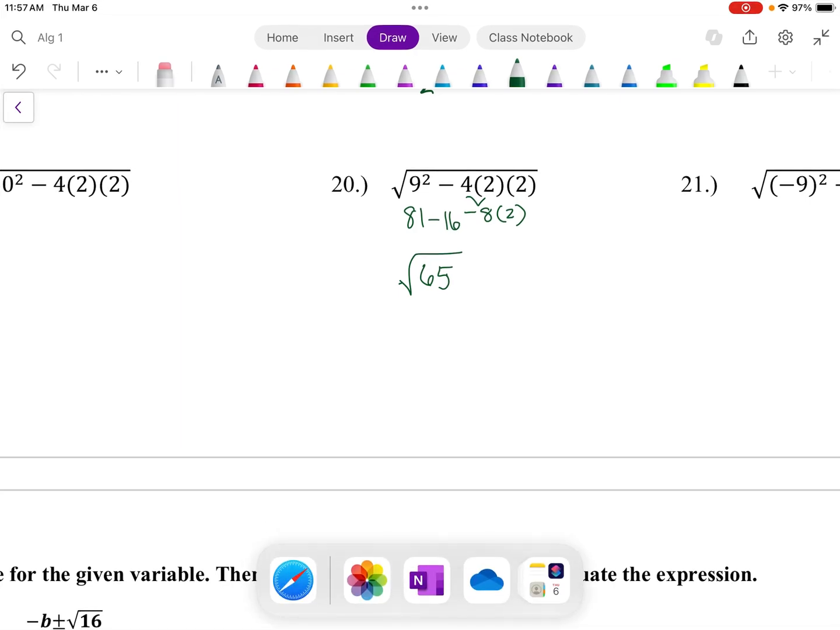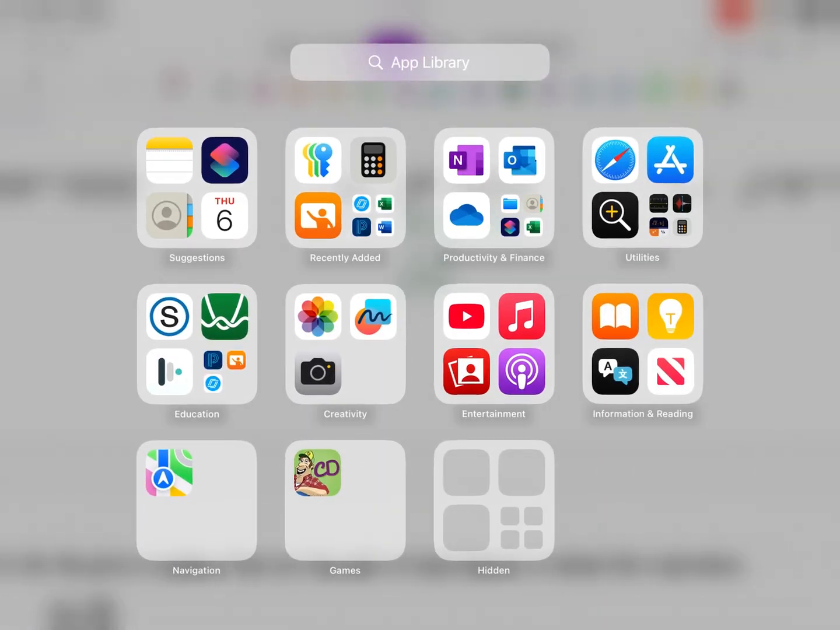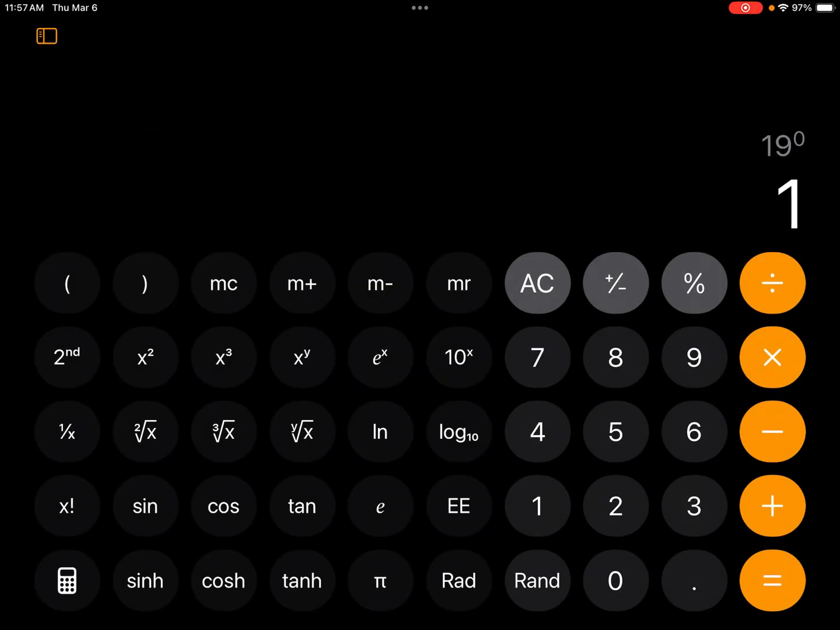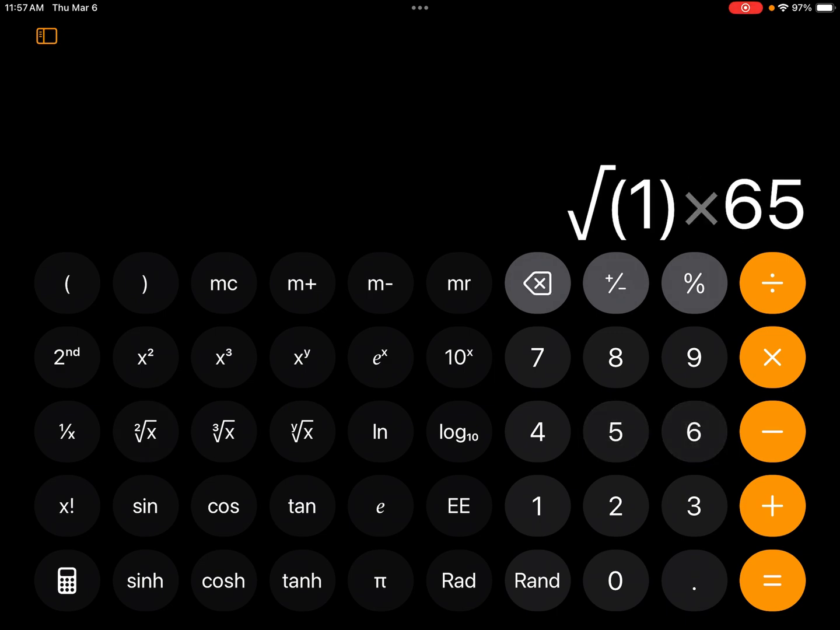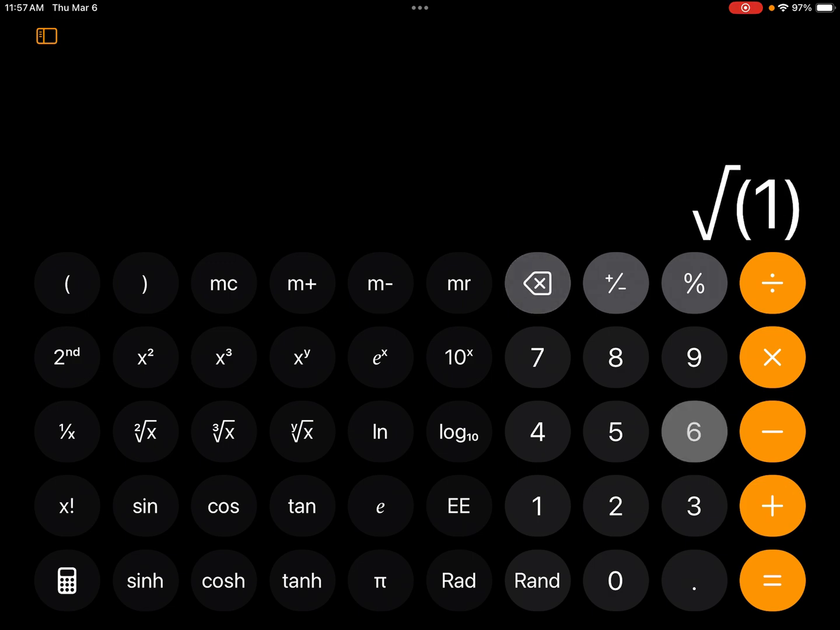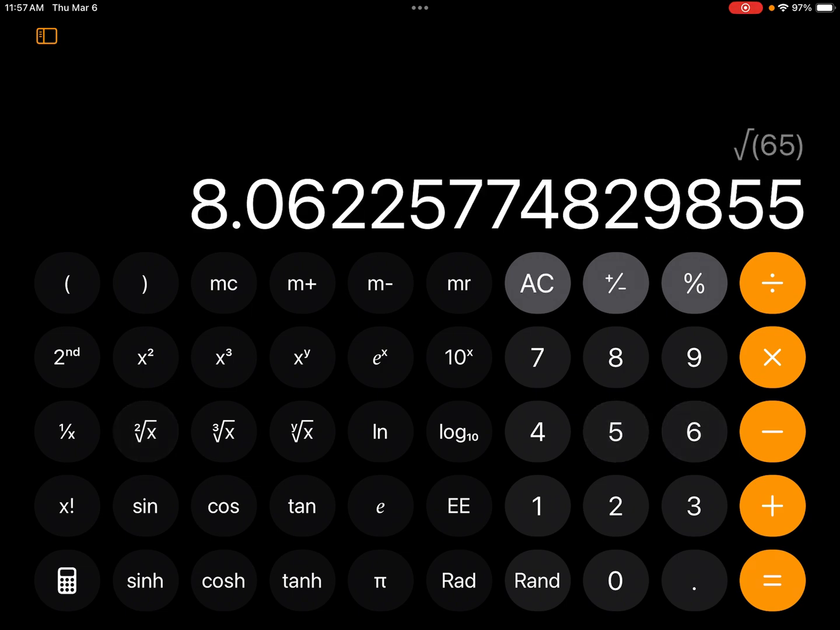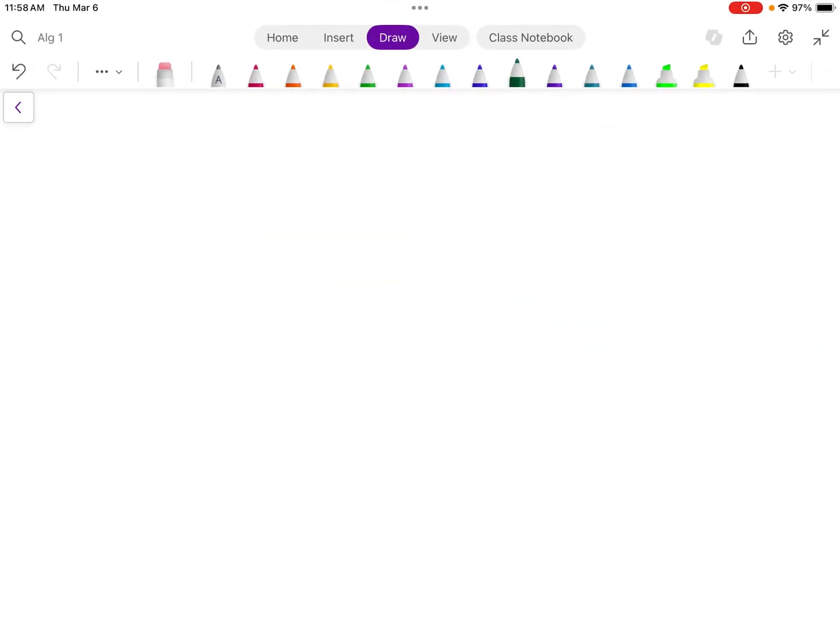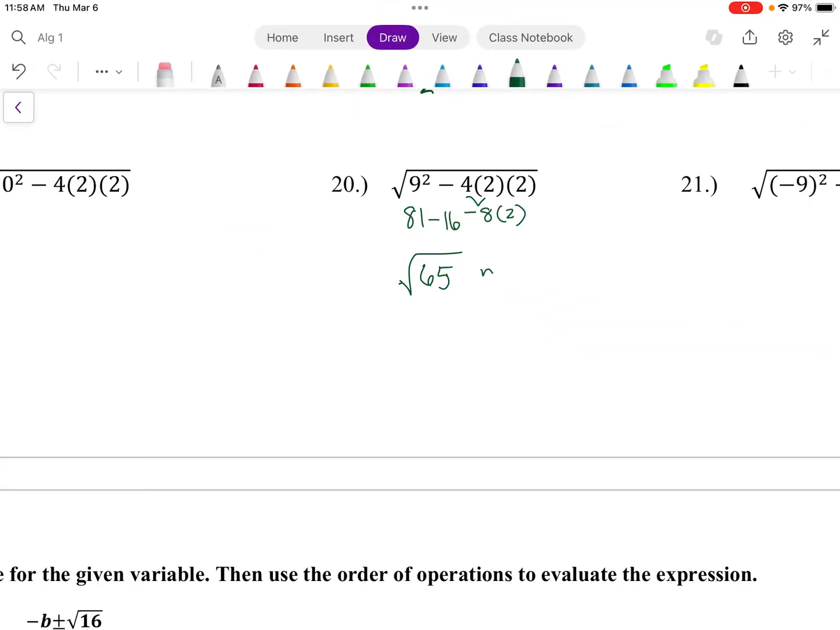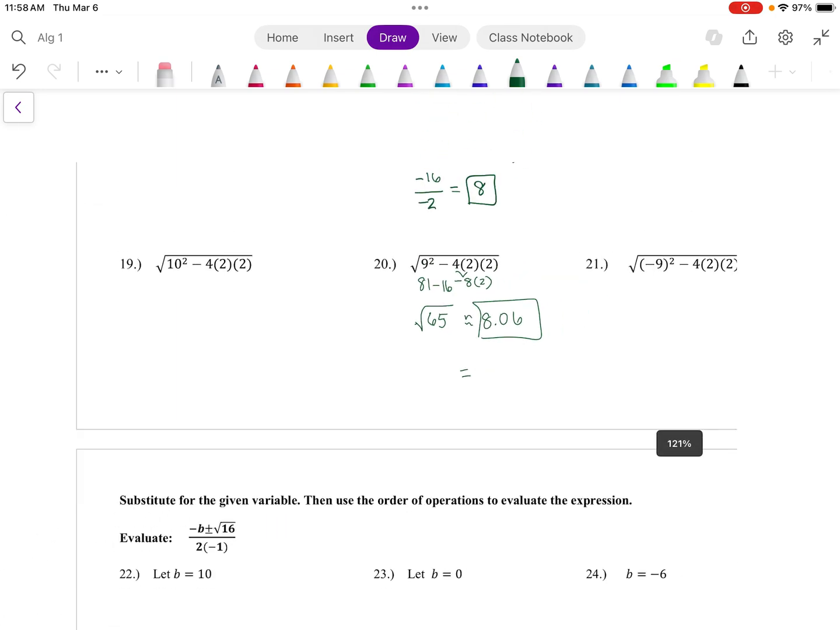Since it's not a perfect square, we're going to figure out what the decimal would be to the 100th place. So I'm going to take the square root of 65, which would be approximately 8.06. Approximately is when you have the squiggly equal sign instead of just the regular equal sign. That means approximately because we rounded our decimal.